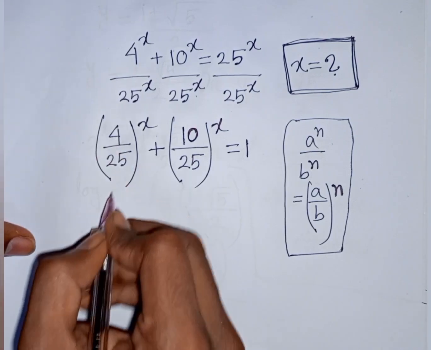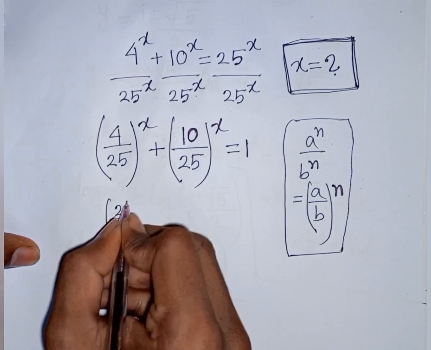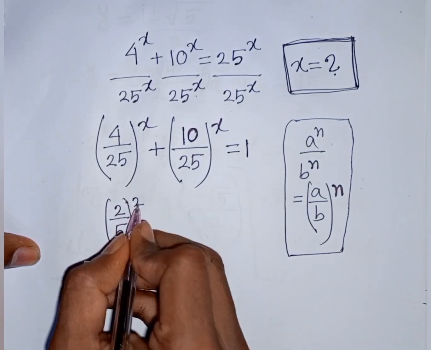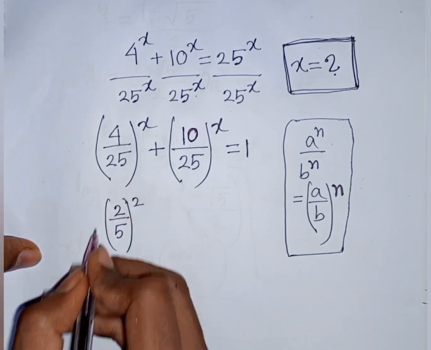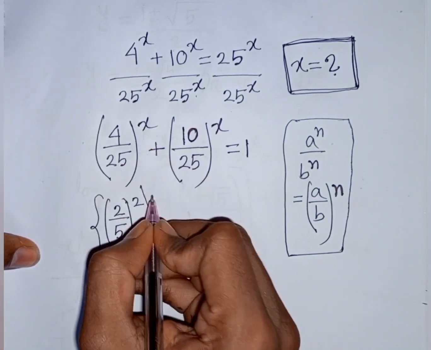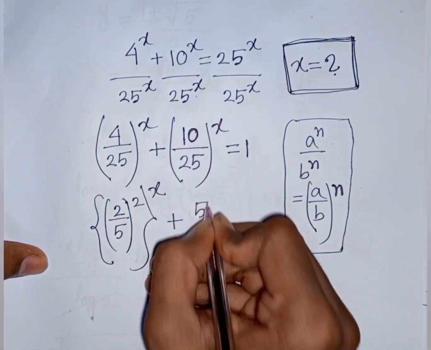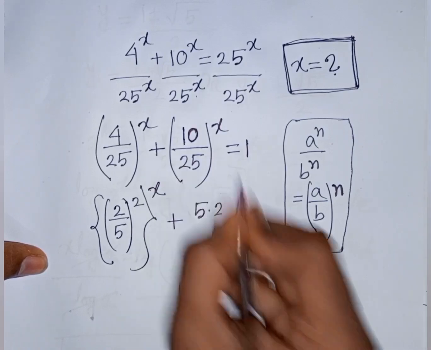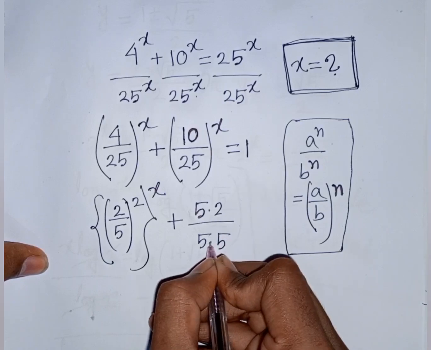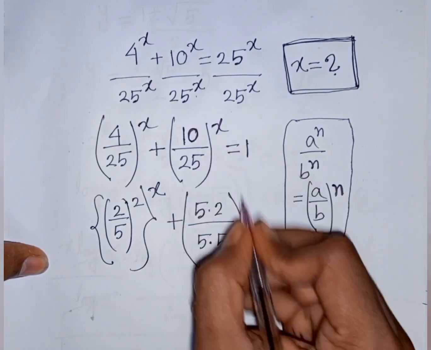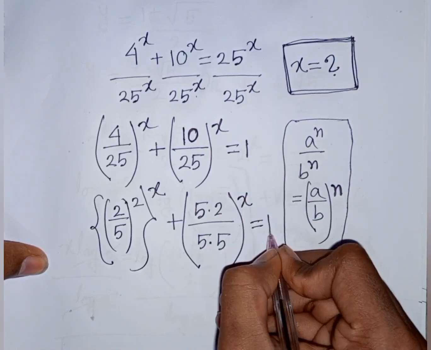Now 4 by 25 can be written as 2 over 5, then bracket power of 2. 2 square is same as 4, 5 square is same as 25. Then this first bracket can be written as second bracket, then power of x plus 10 is same as 5 times 2 over 25 can be written as 5 times 5. Then bracket power of x is equal to 1.